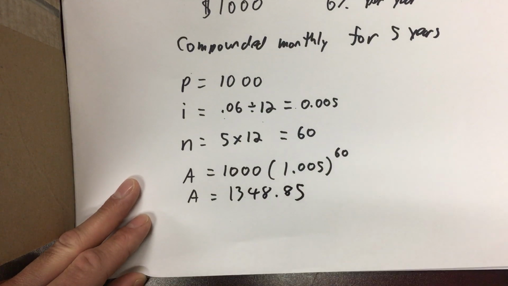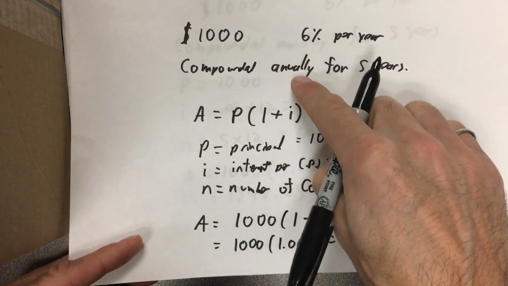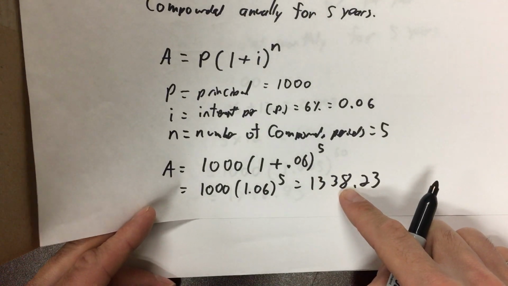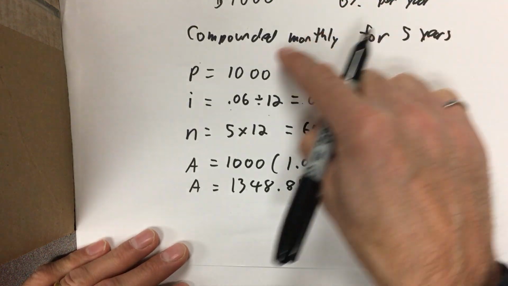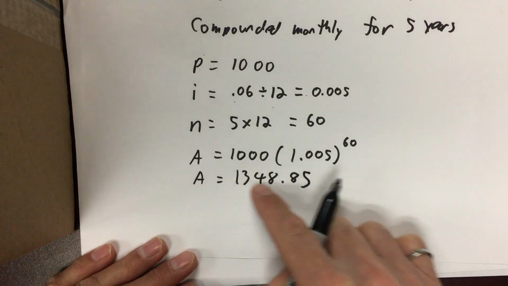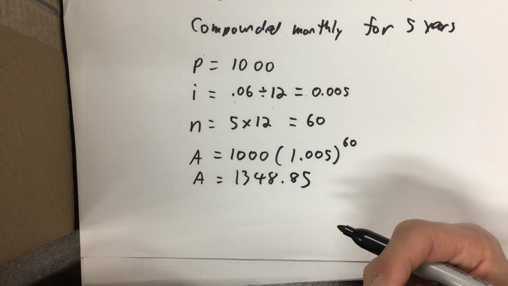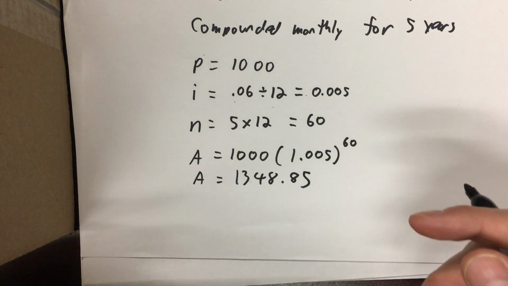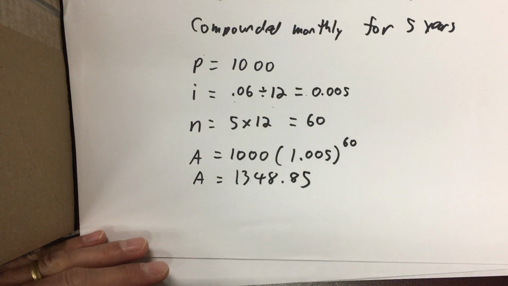So as you can see, if we have the same rate of interest, but it was compounded once a year, we end up with $1,338. And with that same rate of interest, but compounded every month, we end up with $1,348. So the more compounding periods you have, the faster this grows, because the more often the interest is recalculated. And remember, at each stage, you're getting interest on the interest.